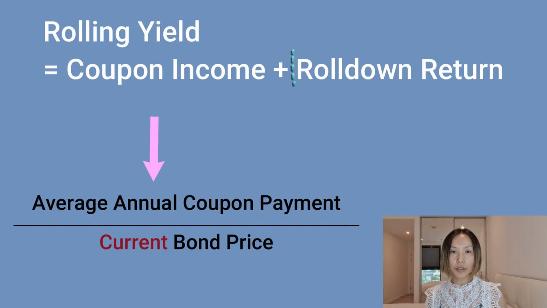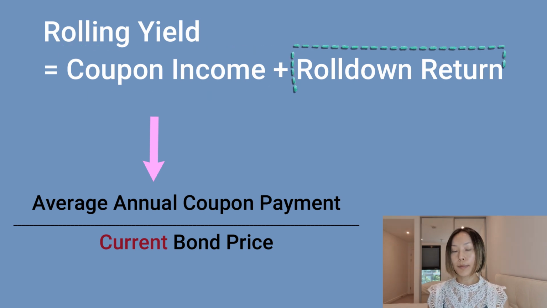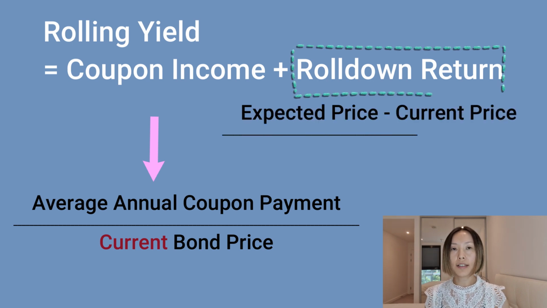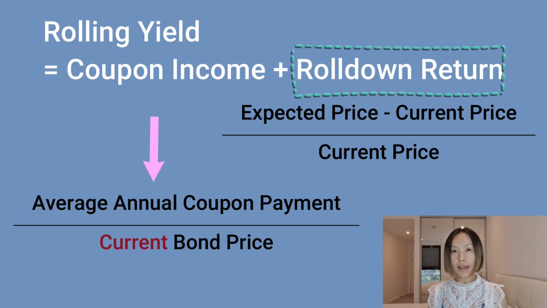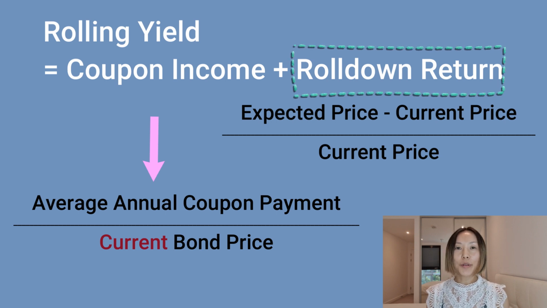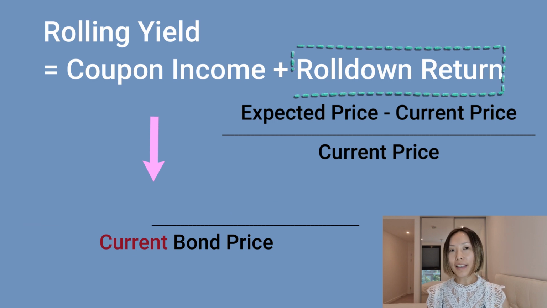And for roll down return, you just use the expected price at the end of the investment horizon and subtract the current price and then divide it by the current price of the bond. Then you have the roll down return. And when you put the two parts of the equations together, then you get the rolling yield.